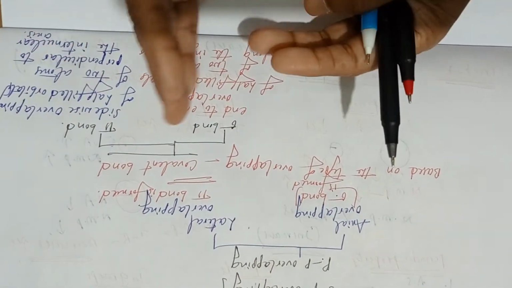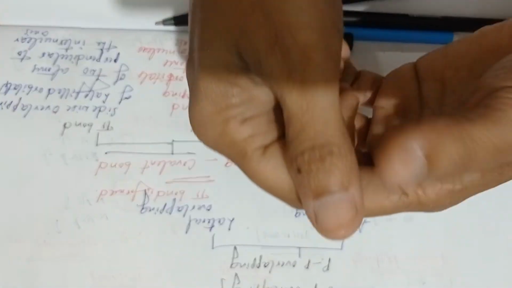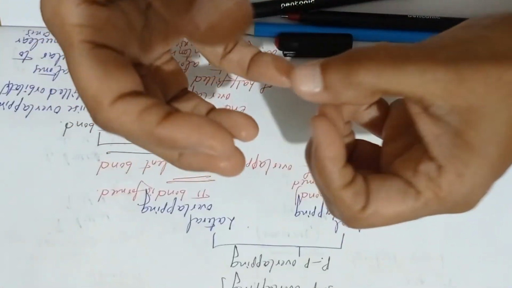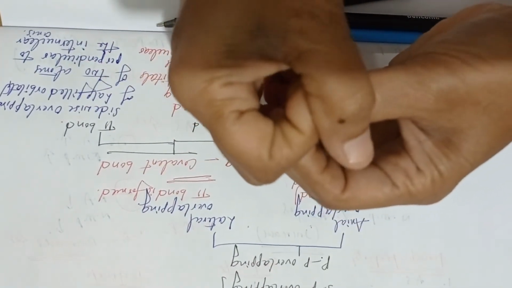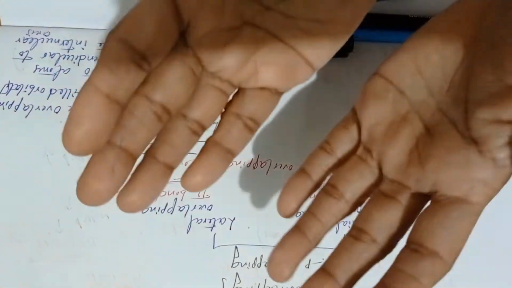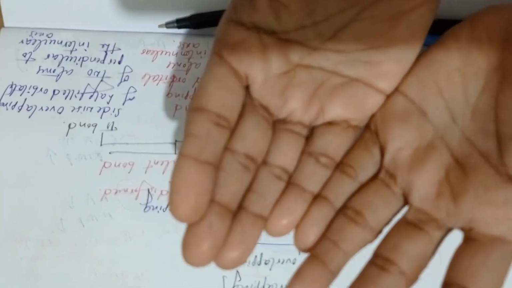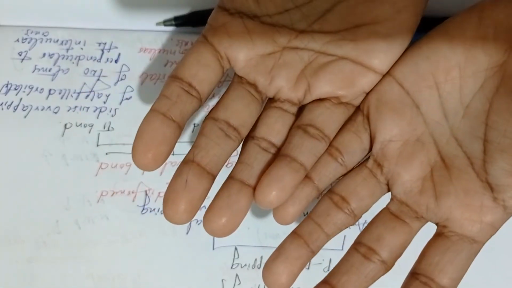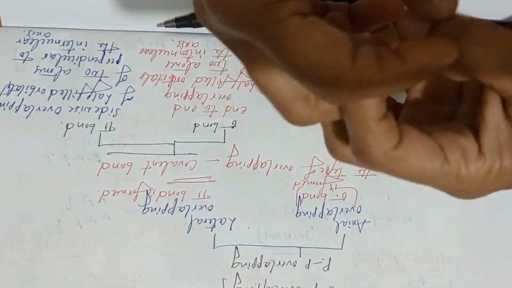End-to-end overlapping is nothing but like this: this atomic orbital and this atomic orbital, end to end. This is the end-to-end overlapping. Coming to the pi bond, what is pi bond? Sidewise overlapping means like this. These sides undergo overlapping.